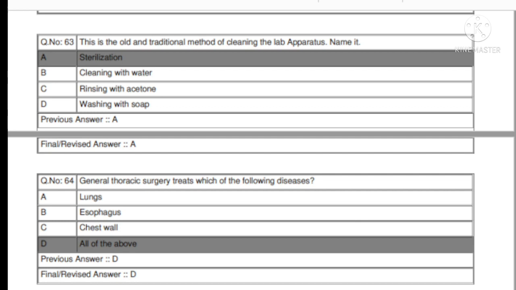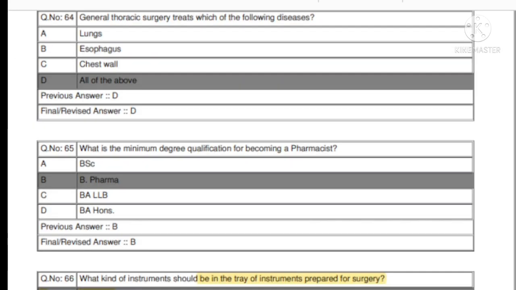Question number 63. This is the old and traditional method of cleaning the lab apparatus. Name it. You all know sterilization is the oldest and traditional method of cleaning the lab apparatus. Cleaning with water, rinsing with acetone, washing with soap, these are not the old and traditional method of cleaning the lab apparatus. So sterilization is its answer.